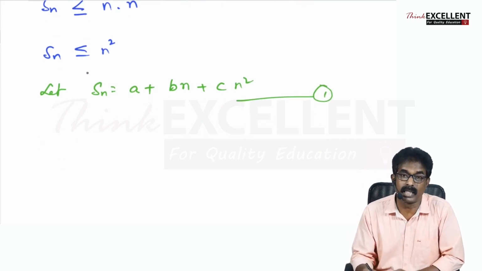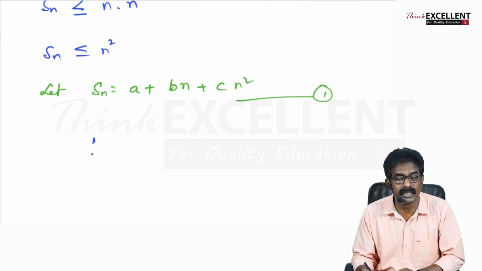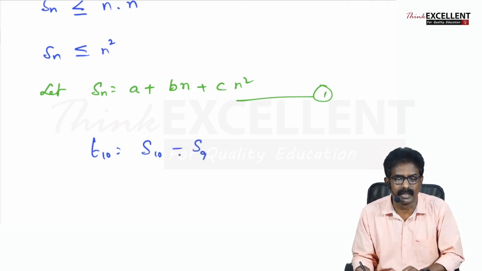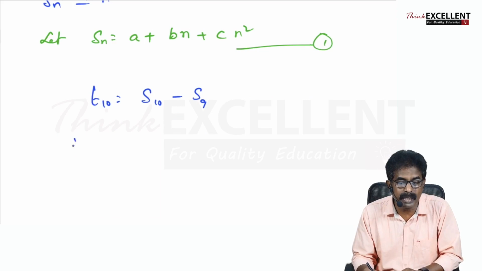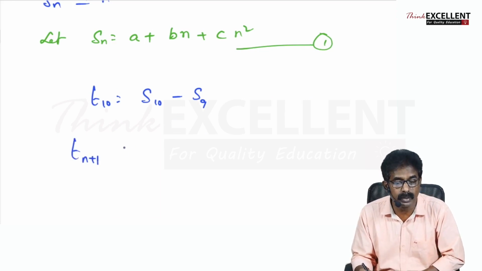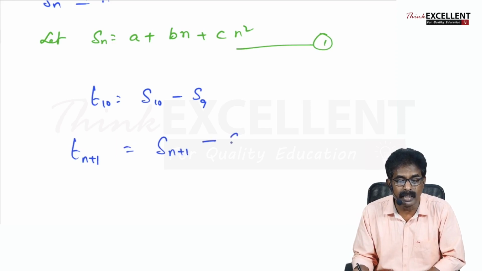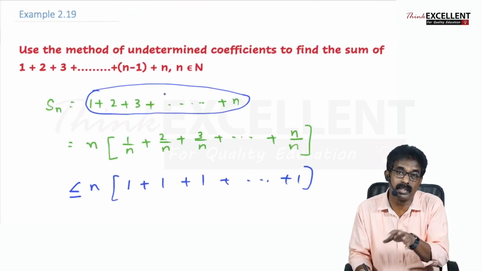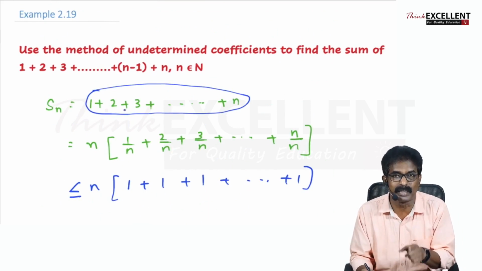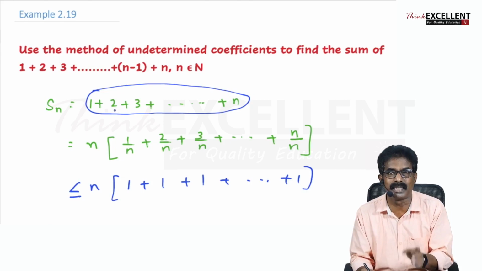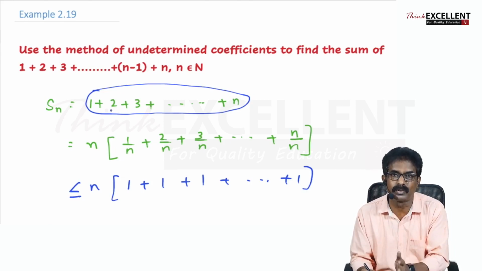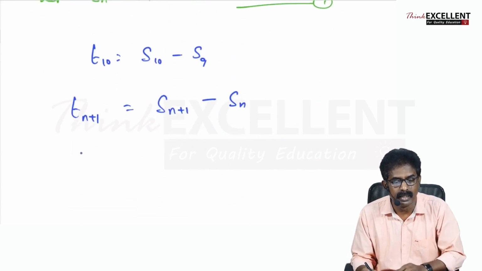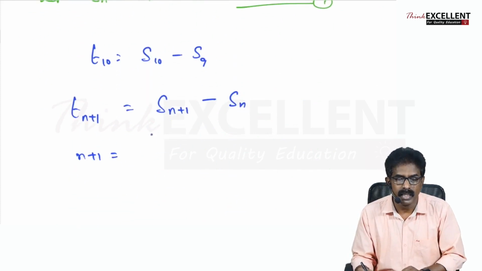So now we are going to use a result. Earlier I said, how can you find the 10th term? T10 is S10 minus S9. In the same way, you can write the n plus 1th term: Tn plus 1 is equal to Sn plus 1 minus Sn. Hope you understood. Can you tell me what the n plus 1th term is here? In the sequence, which is the third term? 3. First term is 1. Second term is 2. Third term is 3. 10th term is 10. 25th term is 25. So the n plus 1th term is n plus 1 only.